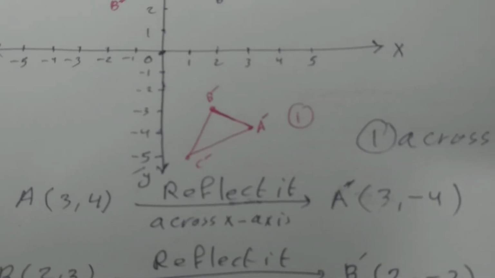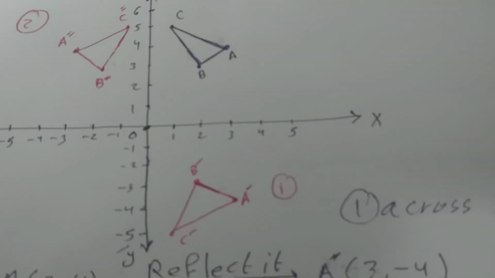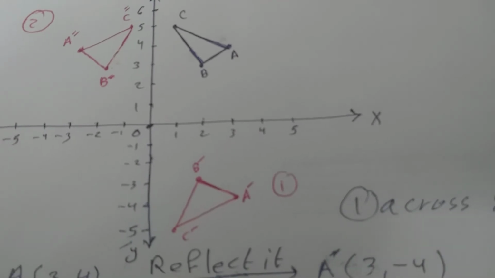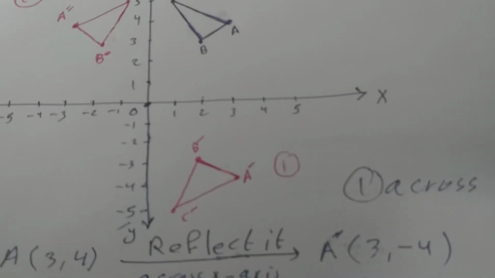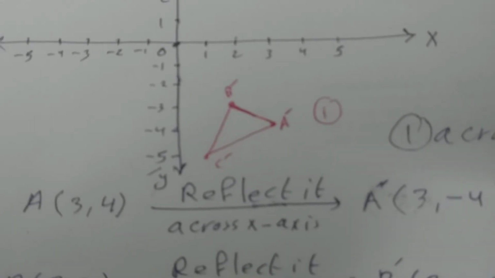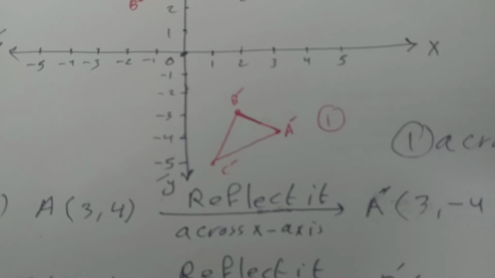You can see the figure A prime, B prime, C prime, the image. So the triangle in the blue color was ABC. We reflected it across the x-axis. It became, as you see in the figure in the coordinate plane, A prime, B prime, and C prime.